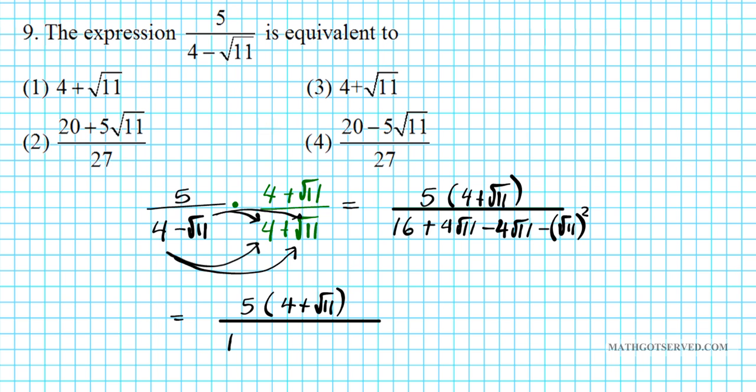So we have 16. Now notice what happens: since these two are opposites, they cancel out. And then minus root 11 squared, squares and square roots are inverses, so they cancel each other out, and you have 11. Okay, so this becomes 5 times 4 plus rad 11 over 16 minus 11, which is 5. How convenient. The 5's divide out, and your final answer is 4 plus rad 11. Okay, answer is option number 1.